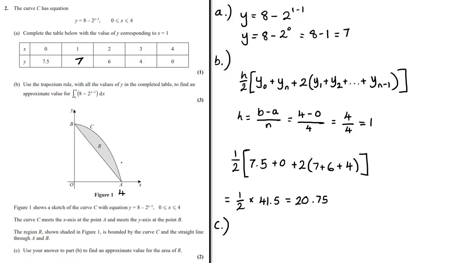So it makes sense then, if we just want the region R, this approximate area, then it makes sense that this is going to be approximately our area from part B, the whole area, minus this right angle triangle. Okay, so if we just make that clear, it's going to be 20.75 minus the area of this triangle here.